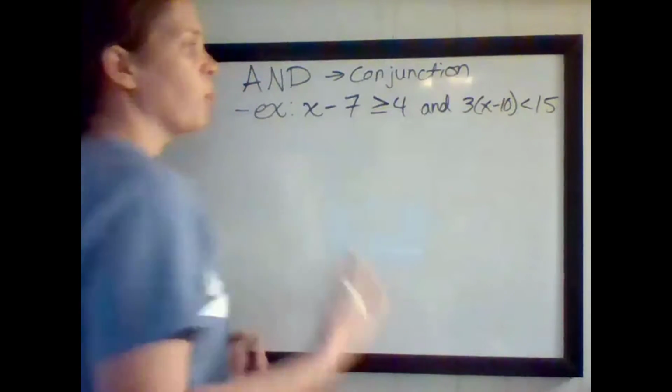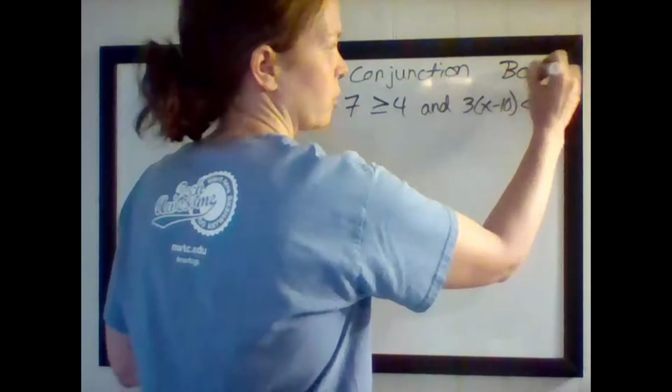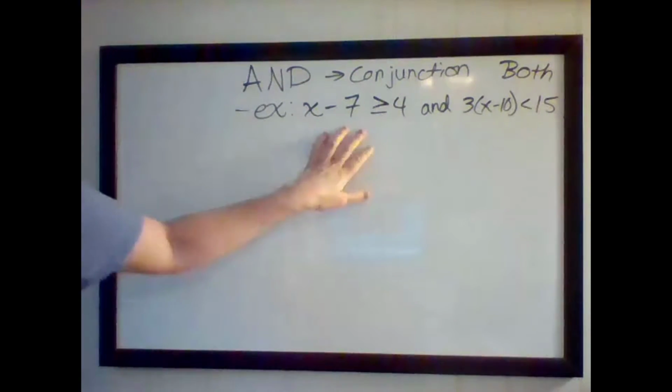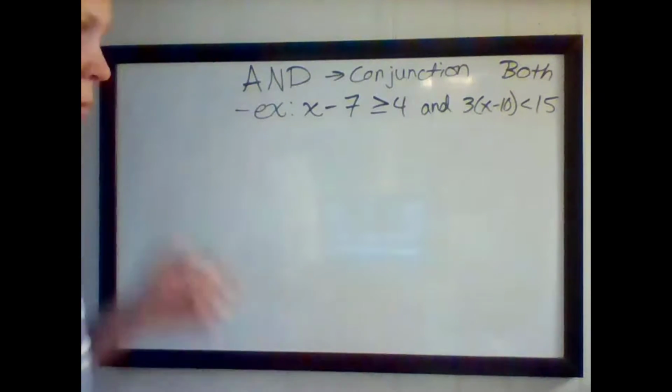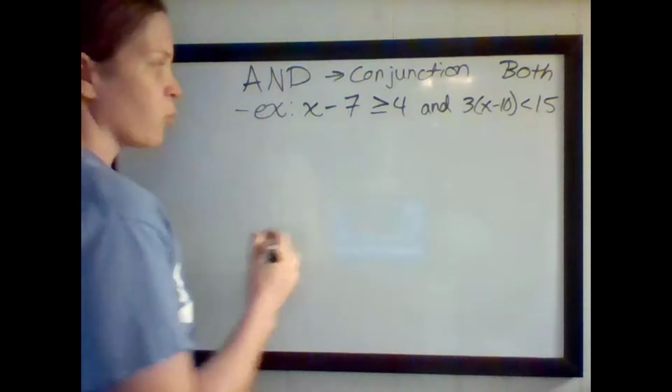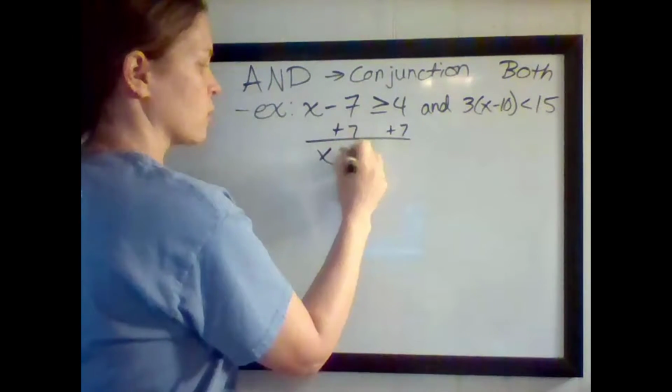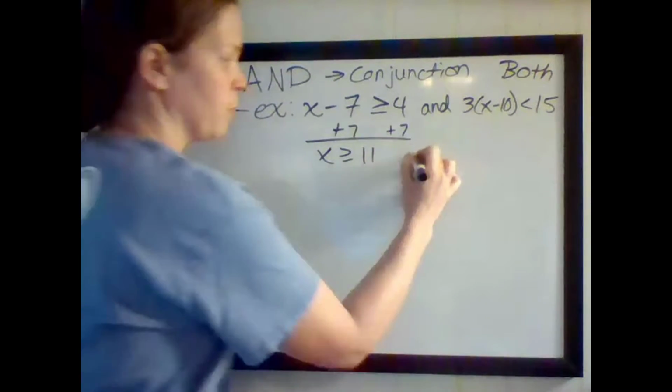It means that basically both have to be true. I'm going to write the word both over here too, because that helps when we write our final answer. This has to be true and this has to be true. They both have to be true. Let's work it out first. I'm going to add 7 to both sides. X is greater than or equal to 11.